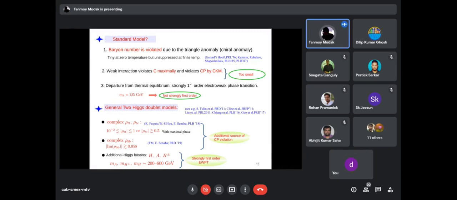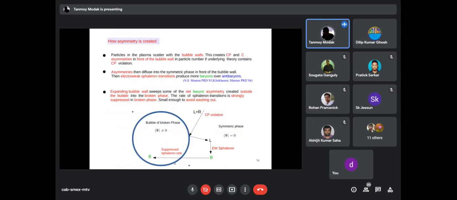So here, what happens? Okay, so I didn't go into details. What happens basically is your sphaleron process in the broken phase, the rate of the sphaleron process, okay, so this is quenched.